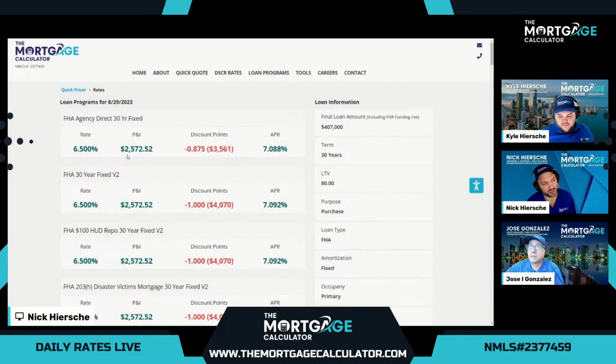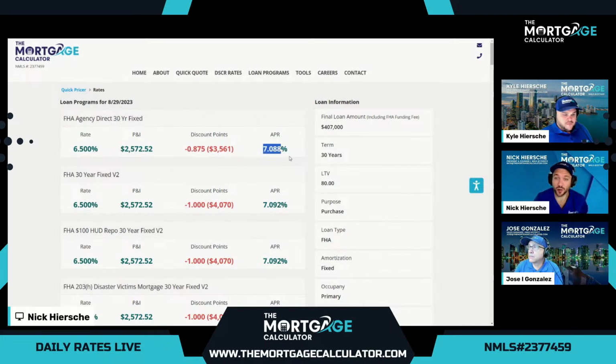And FHA did move down a little bit yesterday here. 6.5 rate, 0.875 discount points and cost. Final APR 7.088. I believe yesterday we were a little bit higher there. So the downward momentum has started in FHA there.